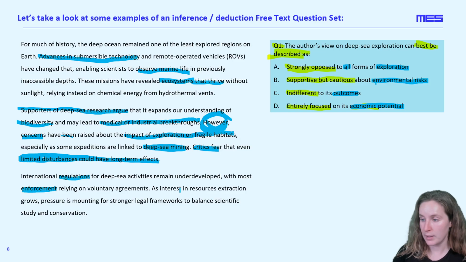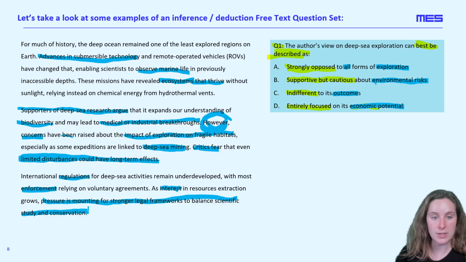We're also talking about the interest in the resources. Pressure is mounting for stronger legal frameworks to balance significant study and conservation. Okay, so it seems like this is an ongoing issue in which it's being reported that they need more information and more regulation in this form. So let's take a look at the answers now.